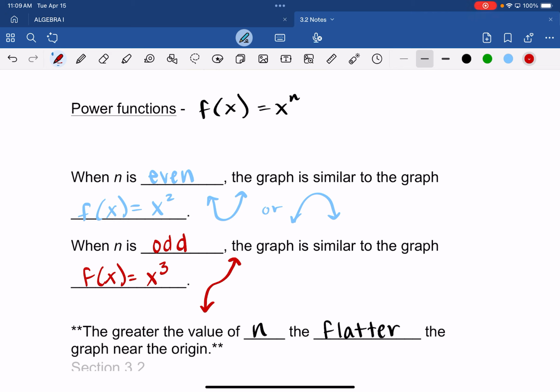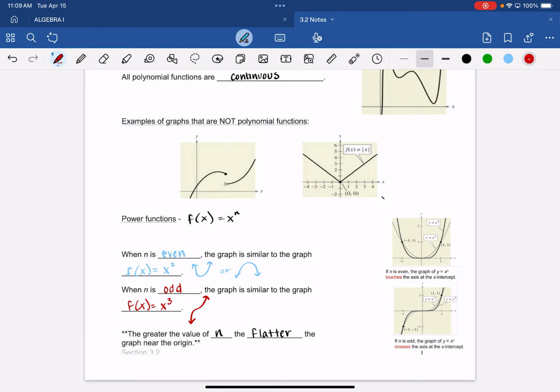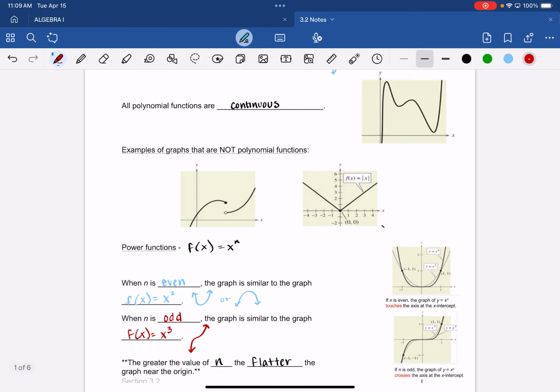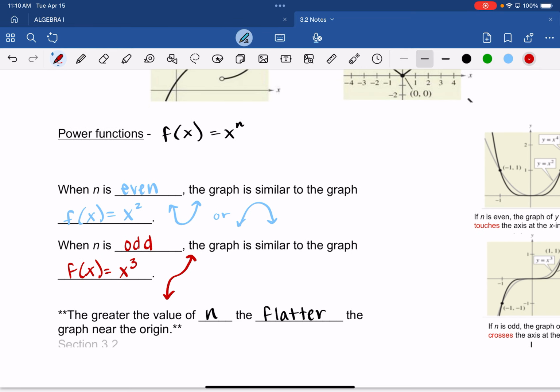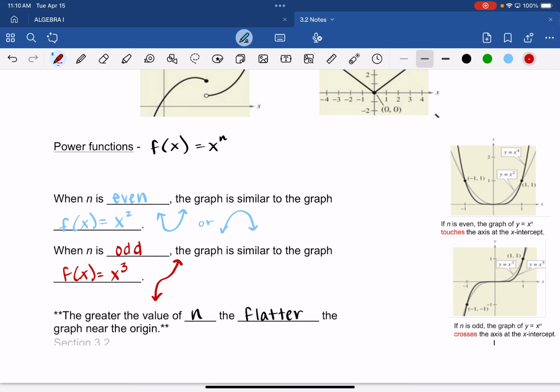The greater the value of n, the flatter the graph is near the origin. We'll see what that looks like on the next page. The greater the exponent, the flatter my graph is at the origin. And we'll draw this picture. You have some pictures actually off to the side there. We're going to draw some on the next page. So again, here's your picture. See how it's getting flatter around the origin? That's what we mean by that, when the n value goes up.